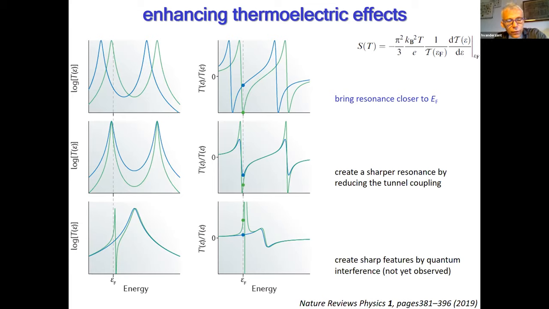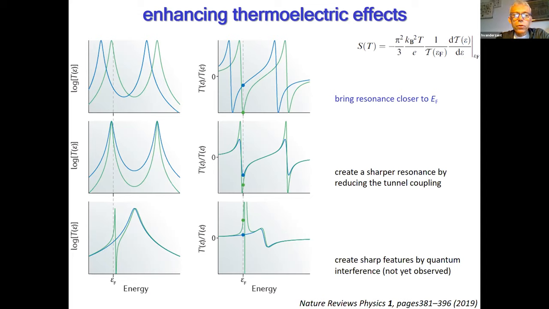You see on the left bottom, in green, the transmission. And if there is a quantum interference feature, you see some kind of a Fano resonance. And of course, close to this Fano resonance, the derivative of the transmission is very high. So this could be a way to sharply increase the Seebeck coefficient. People have seen small changes or increases of the Seebeck coefficient by quantum interference, but these very sharp increases have not been seen yet.